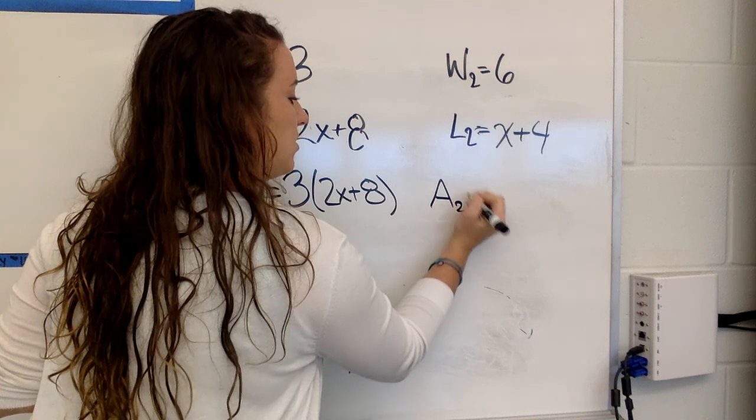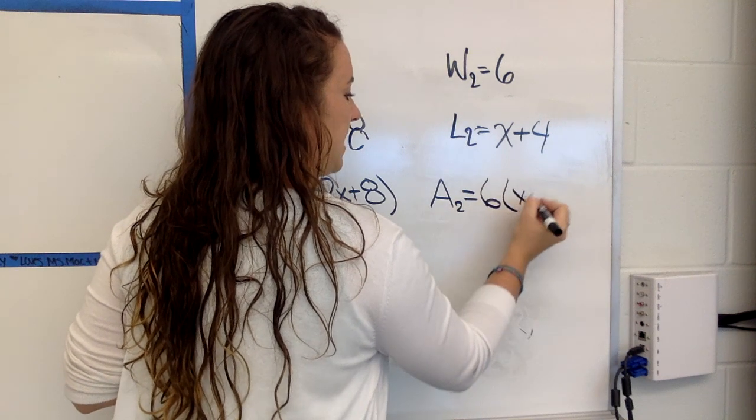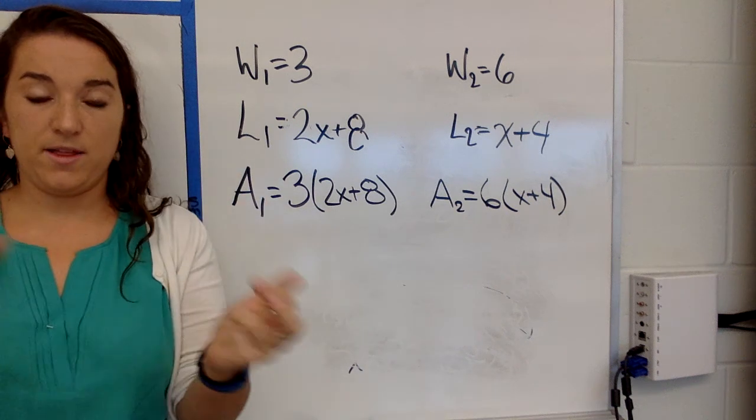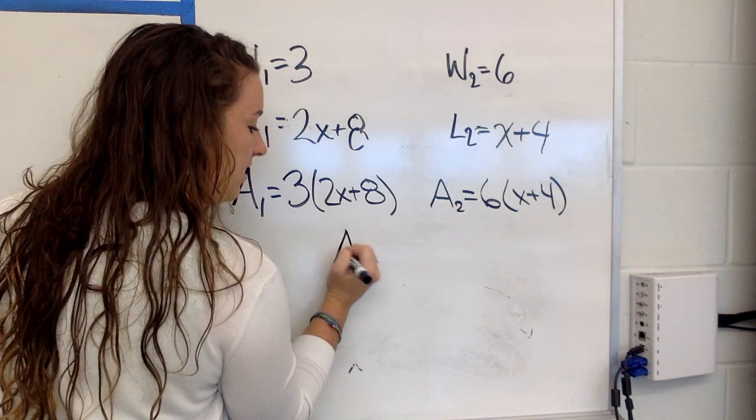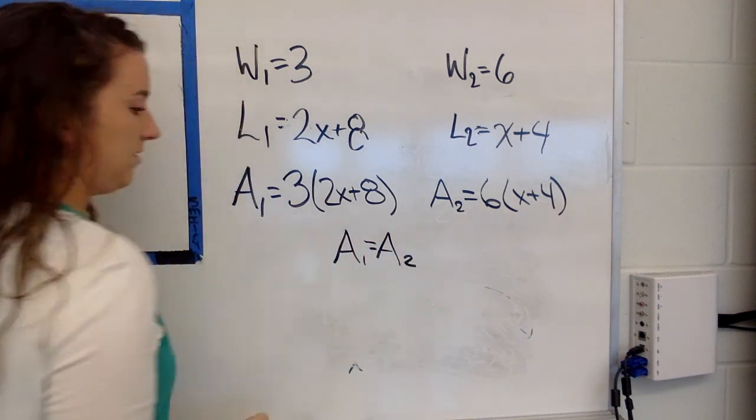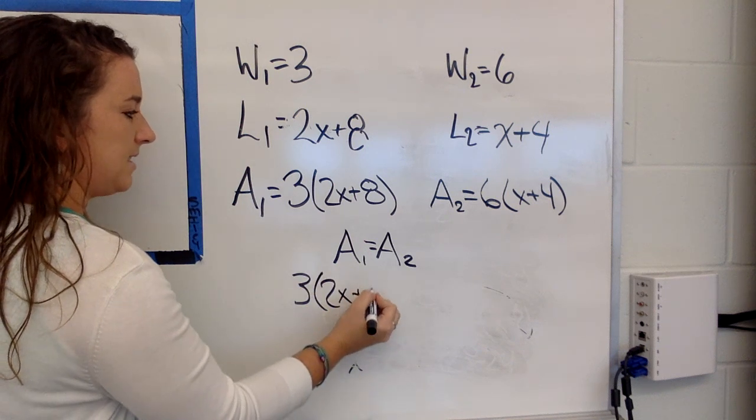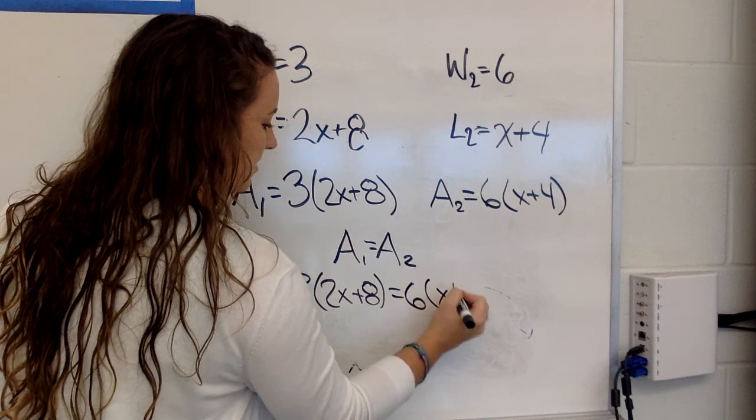The area of rectangle 2 equals 6 times x plus 4, because it's just the same thing. We're multiplying the width and the length. We know that A1, the area for the first rectangle, equals A2. So that's telling us that 3 times 2x plus 8 equals 6 times x plus 4.